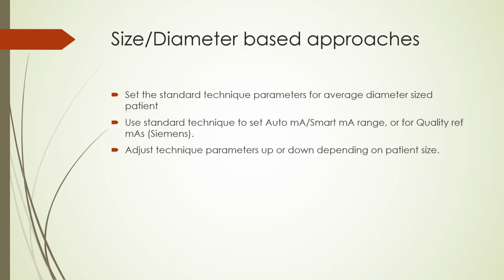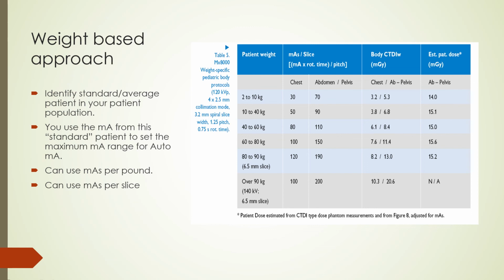Size and diameter-based approaches have been researched in the past. The approach is to collect data for different patient diameters and use this to set the standard technique parameters for an average patient in your patient population that gives the best image quality. This standard technique is used to set up the Auto mA or Smart mA range if you have a GE scanner, or for quality reference mAs if you have a Siemens scanner. Based on these settings, technique parameters can be adjusted up or down depending on patient diameter difference from your standard patient. For example, it is important to know that relative image noise doubles for every 8 cm increase in patient diameter.